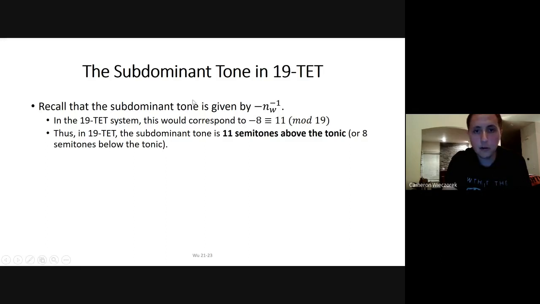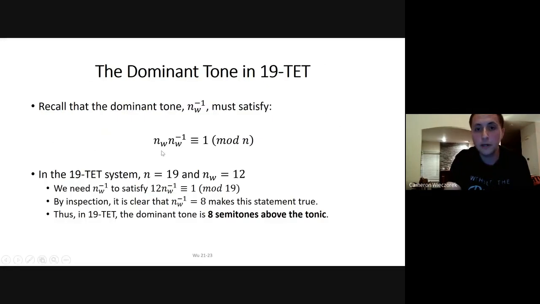The subdominant is still represented by negative N sub W inverse. So remember, in the 12-tone system, the subdominant was -7, or it was +5. In the 19-tone system, since the dominant was 8, the subdominant would be -8, so 8 semitones below the tonic. Or since we're working mod 19 now, I could add 19 to -8, and that gives me +11. So you have two ways of thinking about it. The subdominant tone is either 11 semitones above the tonic, or it's 8 semitones below the tonic. And this is all coming from this equation right here, based on the 19-tone system now.